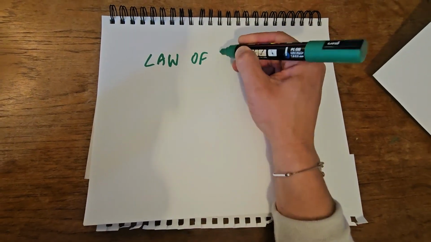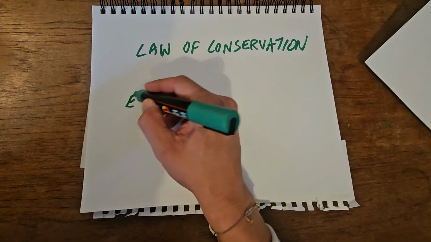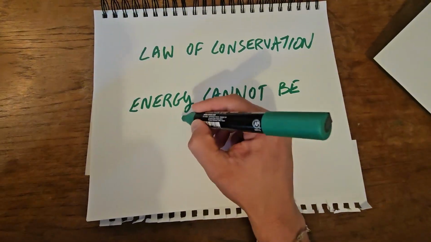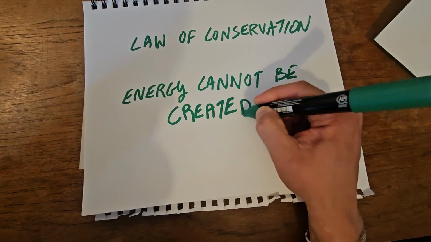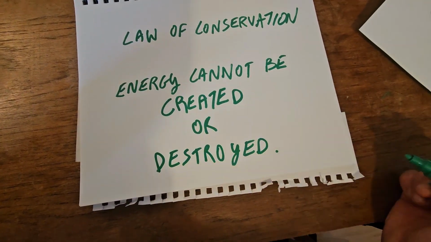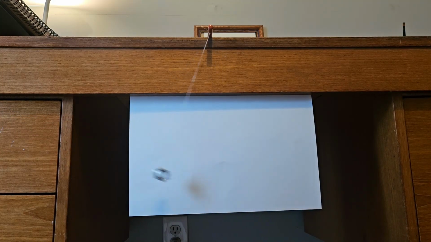In science, the relationship between kinetic energy and potential energy can be understood as the law of the conservation of energy. This means that energy cannot be created or destroyed, only transferred into different states. To better understand this concept, we can make our own pendulum.